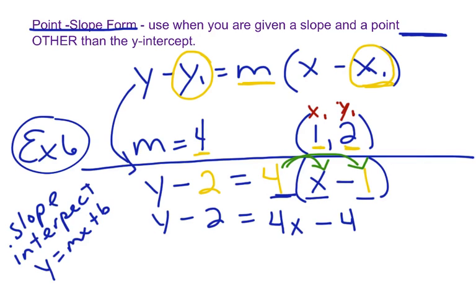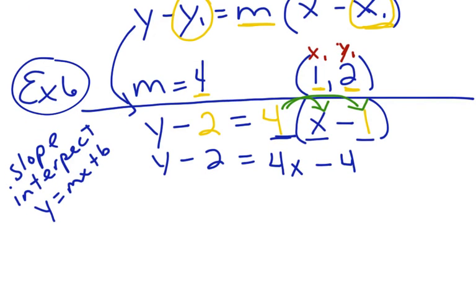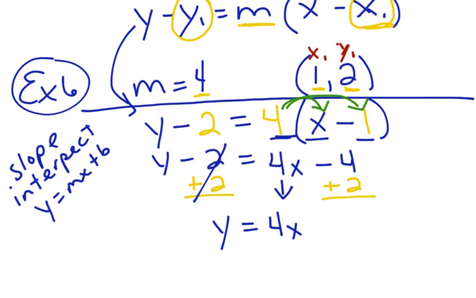If I'm going too fast, go ahead and hit pause. Make sure that you understand what I'm doing up to this point. Now I'm still wanting to get this y by itself. So to do that, I need to get rid of this minus 2. How do I get rid of a minus 2? I add 2. But I've got to add it to both sides. So this gives me 0, and I am left with just a y there. Equals, I've got to bring down my 4x. Negative 4 plus 2 is a negative 2.